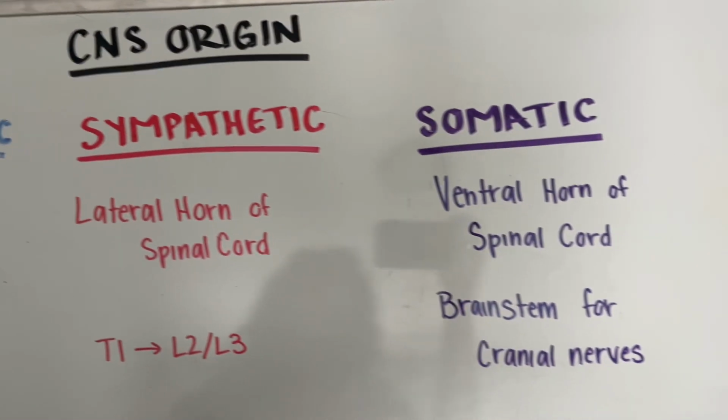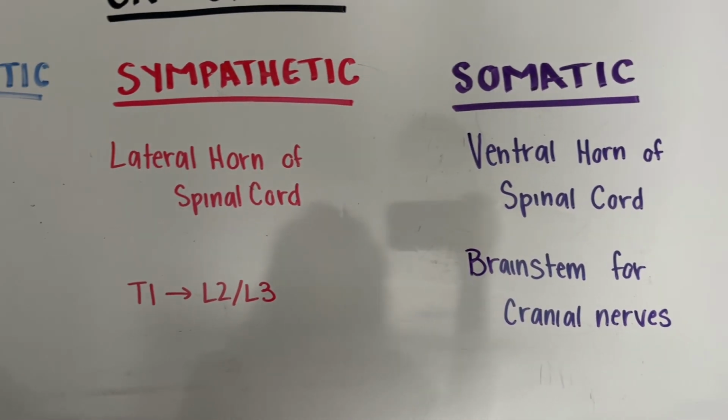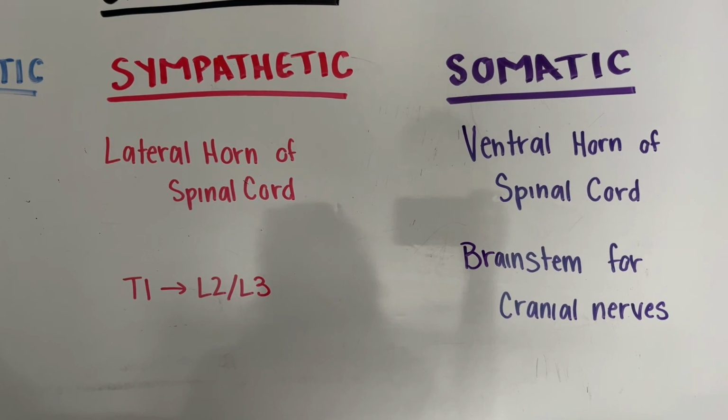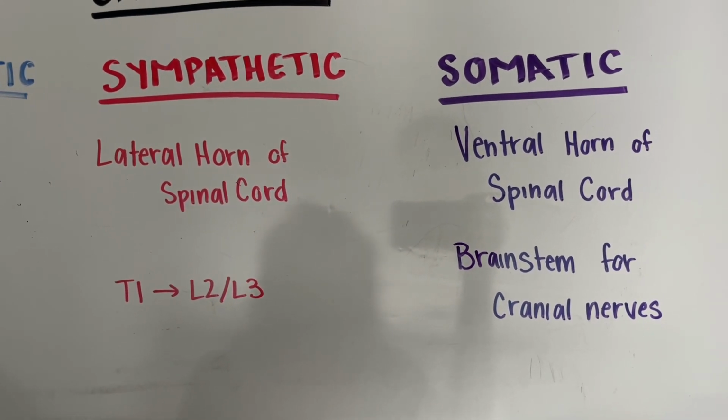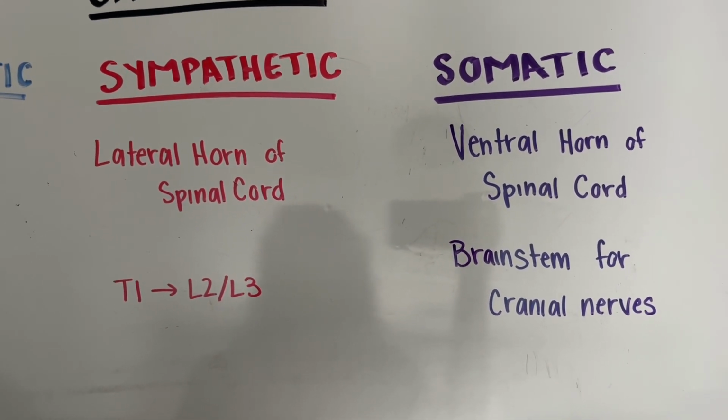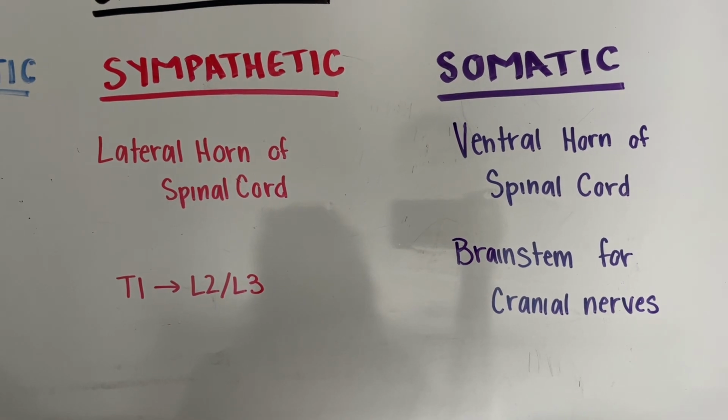In our somatic nervous system, the motor neuron cell bodies are located in the ventral horn of the spinal cord or in the brainstem for cranial nerves that innervate our skeletal muscles.